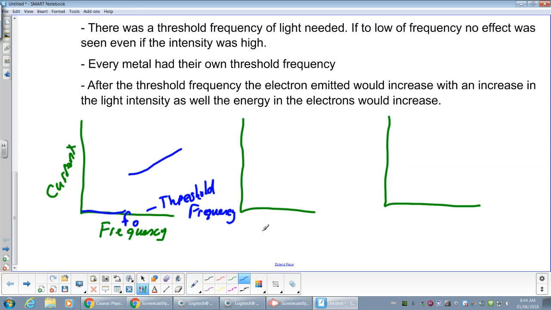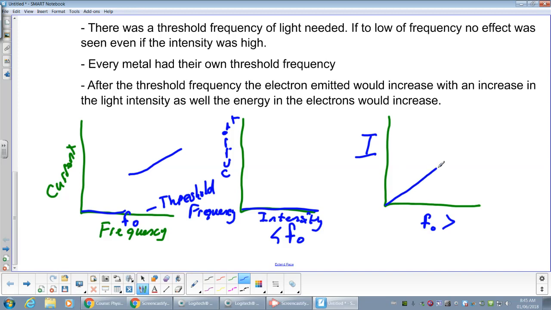Okay, the other thing that you saw, if you were below the threshold frequency, your current versus your intensity, okay, you would have nothing. Your current would be 0 if you're below the threshold frequency. Once you go above the threshold frequency, current is I, so I'm going to use I. You would just see this. Okay, so it kind of jumps up and then it would follow that.